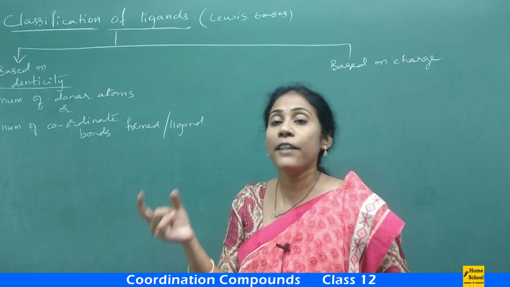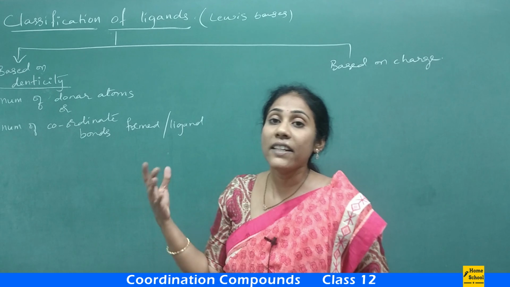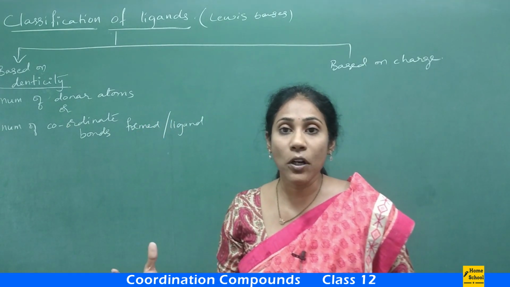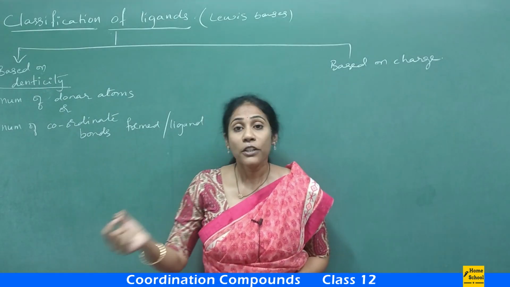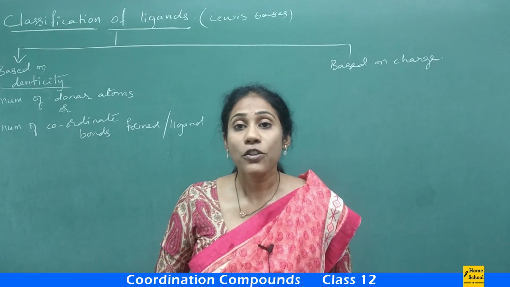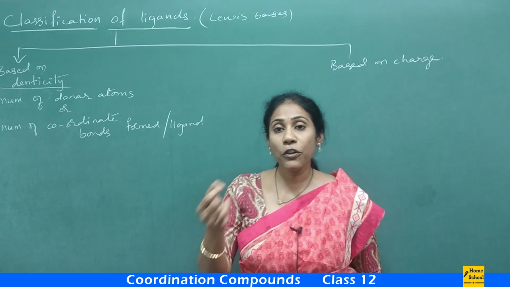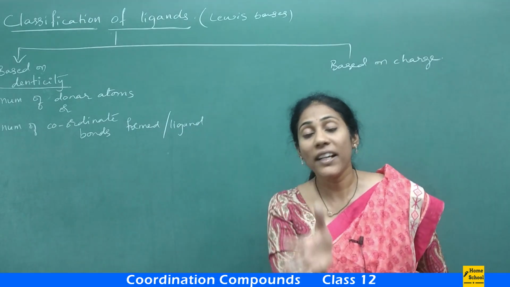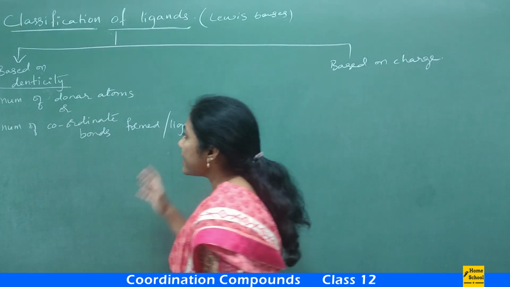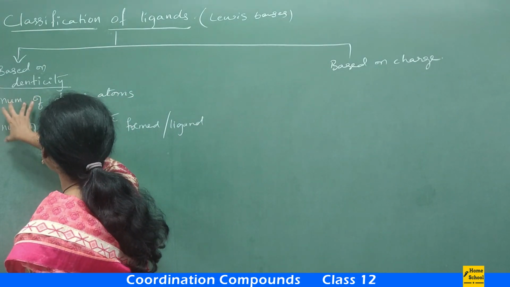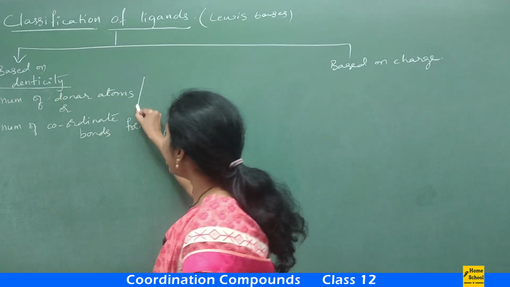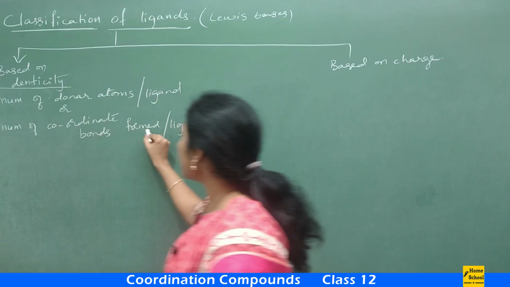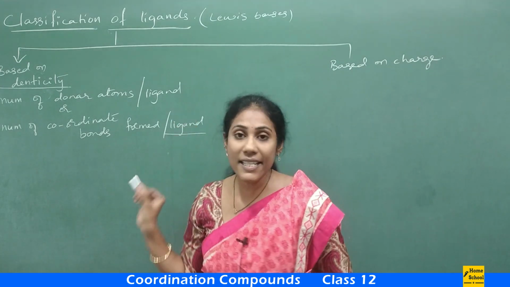From each ligand, if you can form two coordinate bonds, then we say denticity is 2. If you can form 4 coordinate bonds, you should have 4 donor atoms. If you have 5 donor atoms and 5 coordinate bonds can be formed, then denticity is 5. So denticity is the number of donor atoms present per ligand, or the number of coordinate bonds formed per ligand.